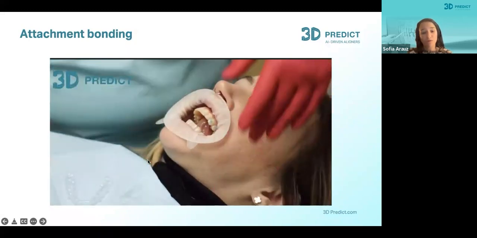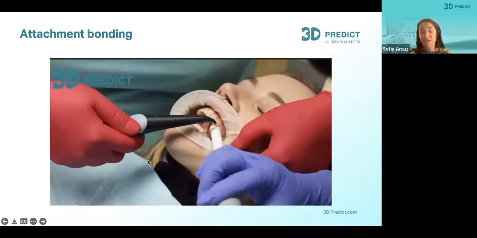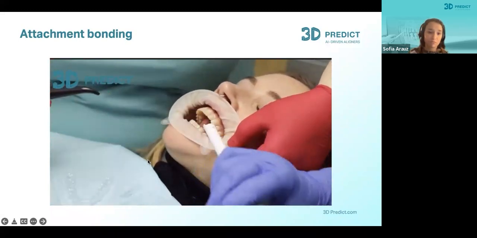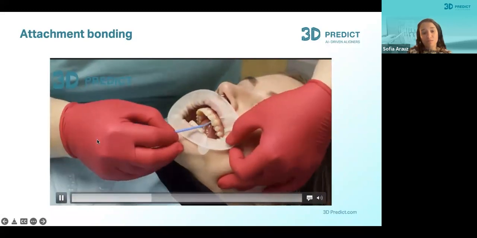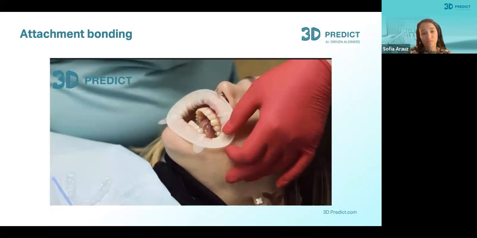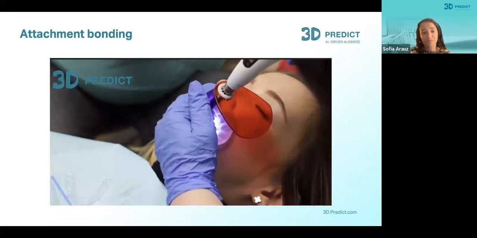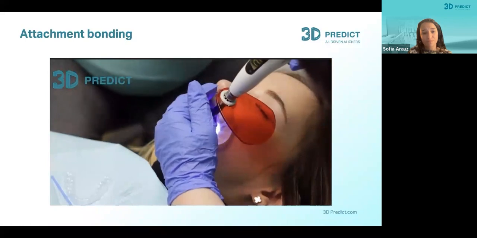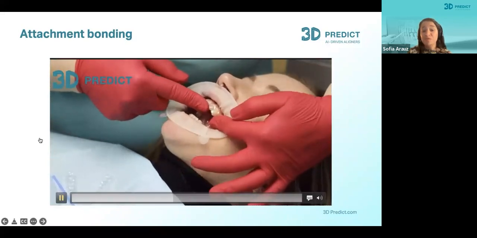And just follow your regular composite protocol: etch, rinse, dry, light curing, placing your bond. And then we cure once again, and we dry first, we cure once again. And then put the template in the mouth. Now this step is crucial.